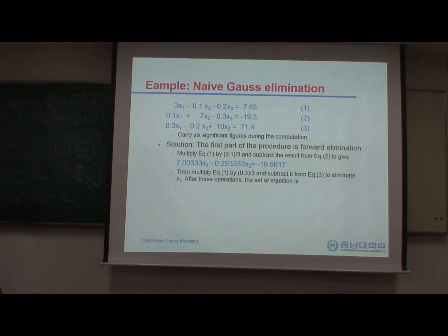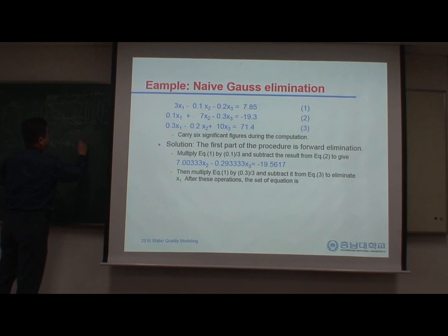That process is just like this, okay? I will just leave my 3x1, 0.1x2, 0.2x3, 7.85. Okay, now I have 0.1x1, 7x2, 0.3x3 minus 19.3. In here, I will use number 1 and number 2.